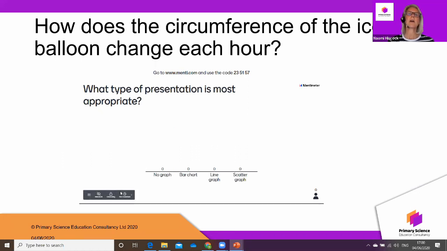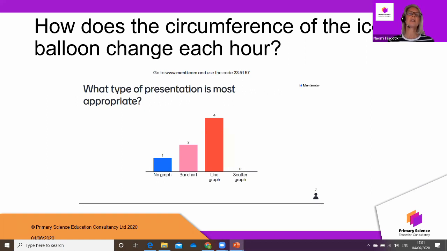So how does the circumference of the ice balloon change each hour? Okay, so we've got a little bit of a difference there, but let's just think about it. We're going to be taking the measurements every hour. So the thing that's changing is actually the time. It's a little bit complicated. It's an observation over time. So we're measuring it after 1 hour, 2 hours, 3 hours. So that would be going across the bottom of our graph.